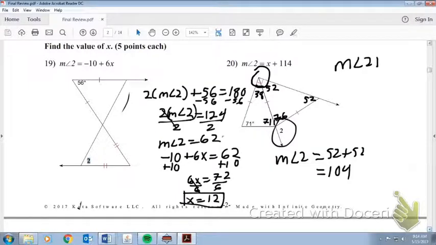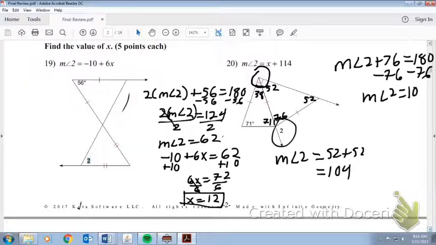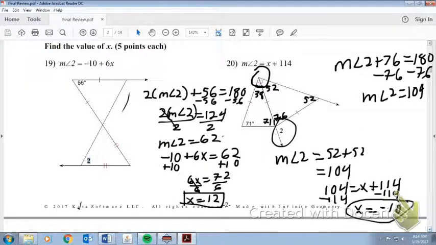We can also solve it by knowing that the measure of angle 2 plus 76 is 180. We subtract 76 from both sides, and we get angle 2 equals 104. Again, angle 2 equals 104. So now we're in a position to plug 104 in for the measure of angle 2. 104 equals x plus 114. We subtract 114 from both sides. We get x equals negative 10.